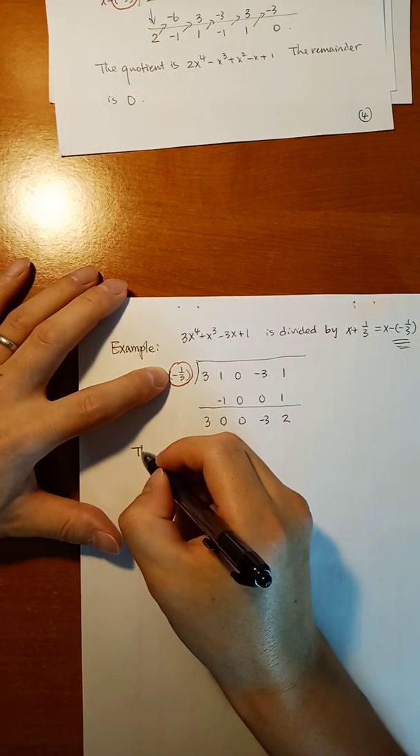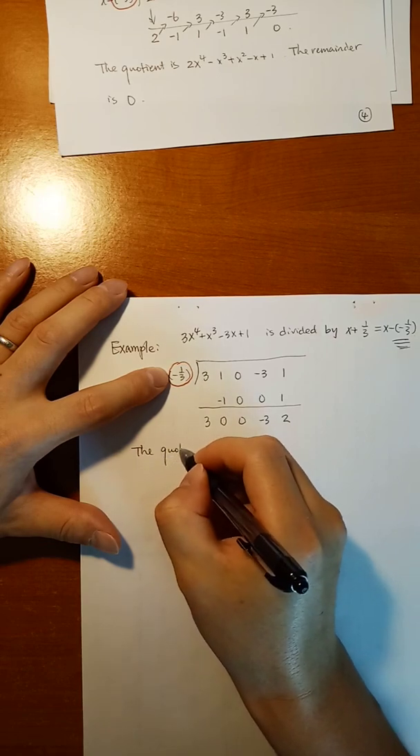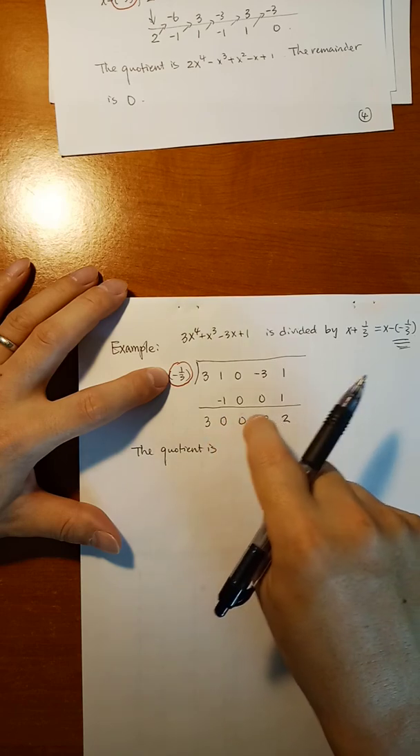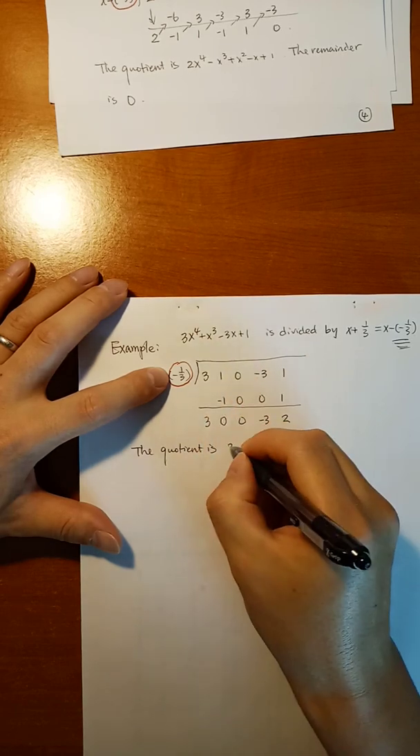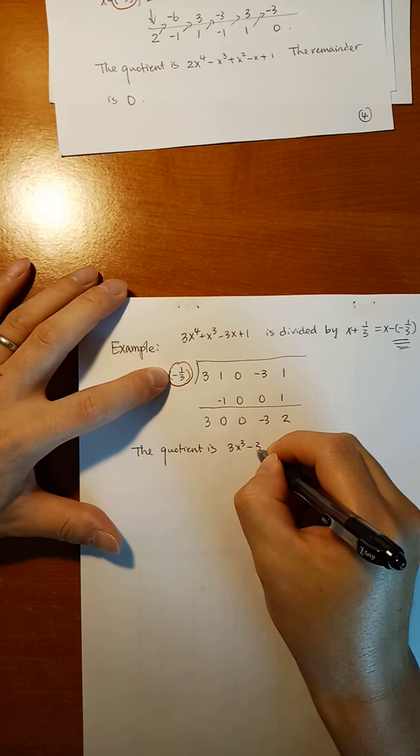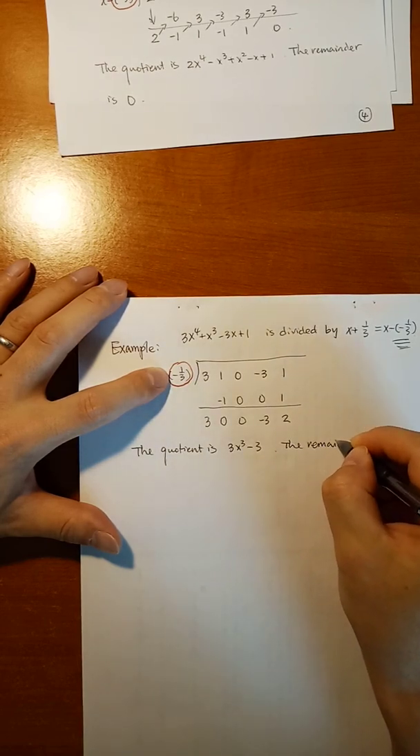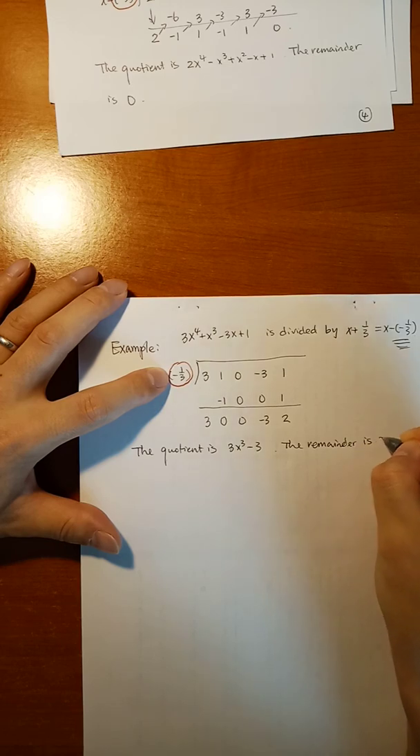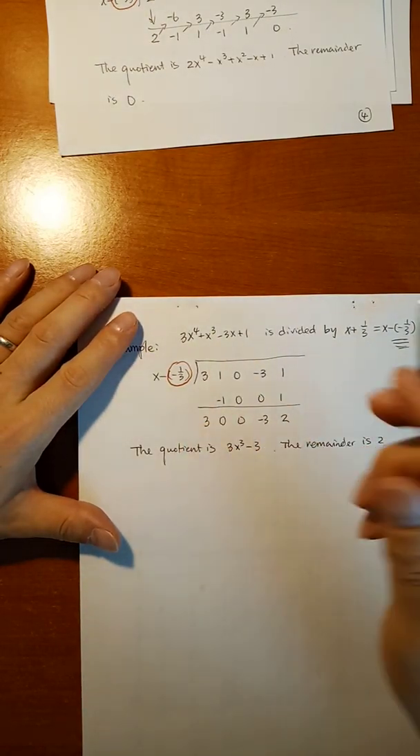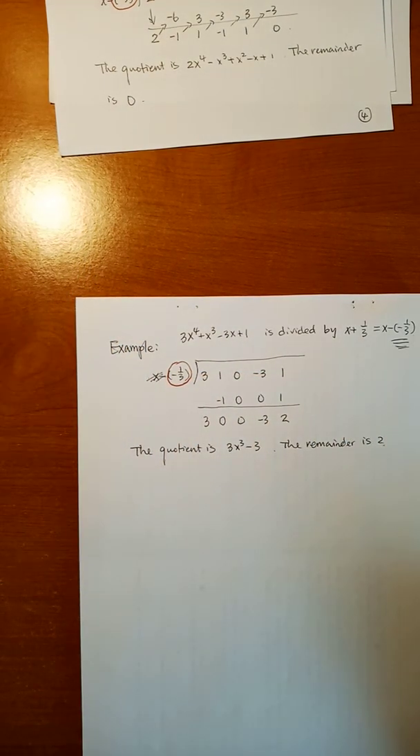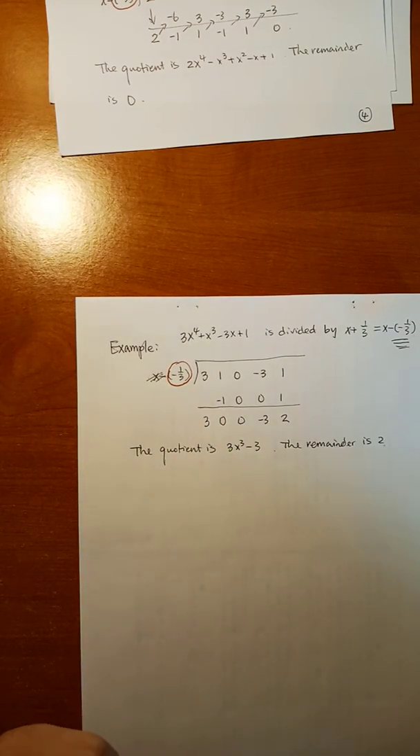So the quotient is, constant, linear, constant, first, second, third: 3x^3 minus 3. The remainder is 2. In the book, I think they even don't write this part here. Write it or you don't write it. Okay, so this is synthetic division.